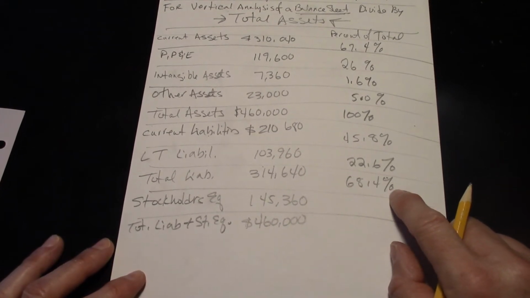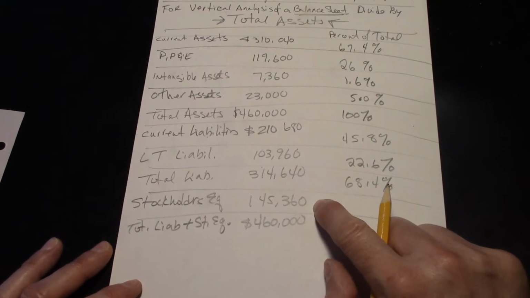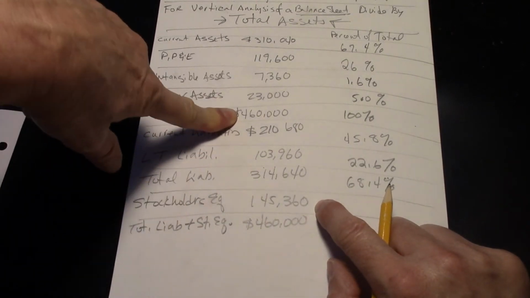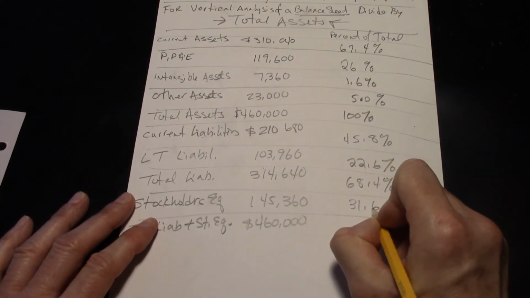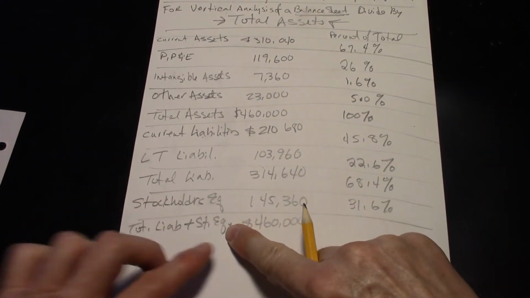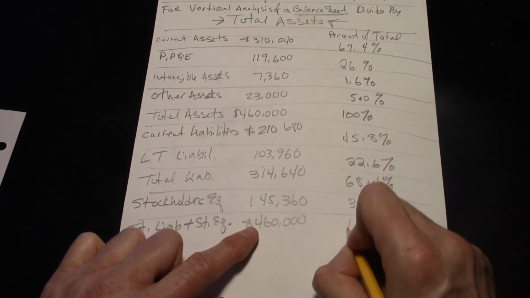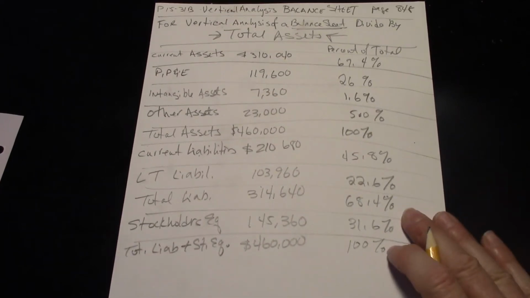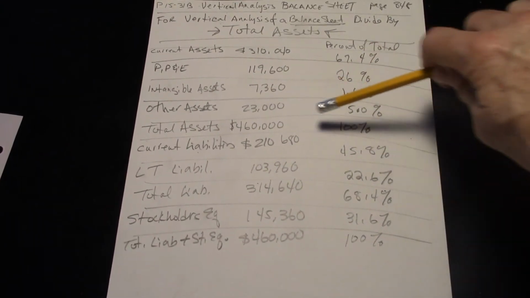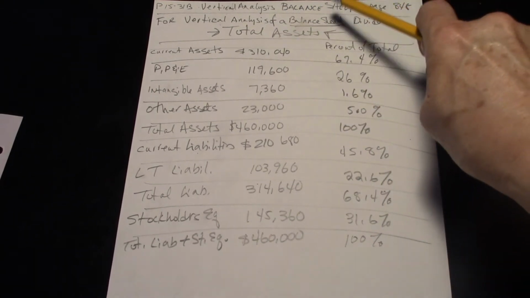So that's an interesting feature. Stockholder equity, take that 145,360, divide it by the total assets, and you get 31.6. Of course, total liabilities and stockholders' equity equal total assets, right? If you're a balance sheet, they're supposed to. So they're 100%. All right, so that's very simple. Just remember, keep dividing everything by total assets if you're doing vertical analysis of a balance sheet.